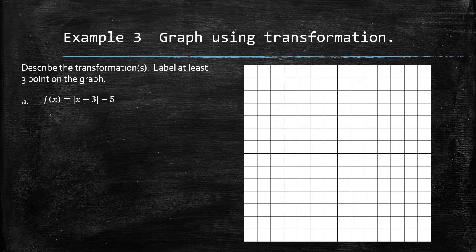Okay, so let's say we're going to graph these functions. There's a bunch of them, and then there's one at the end for you guys to do. All right, so describe the transformation. So I'm looking for words where you tell me what's happening with the graph.